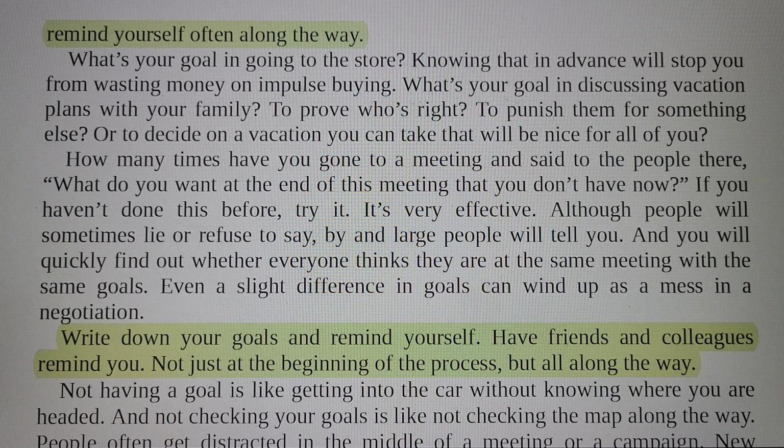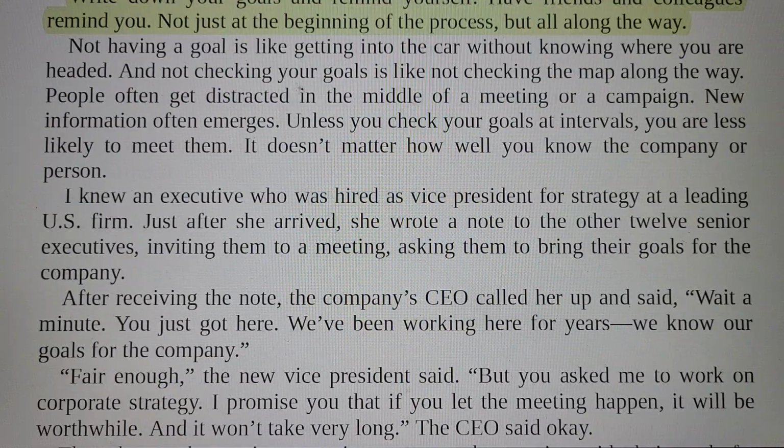Write down your goals and remind yourself. Have friends and colleagues remind you, not just at the beginning of the process, but all along the way. Not having a goal is like getting into the car without knowing where you are headed. And not checking your goal is like not checking the map along the way. People often get distracted in the middle of a meeting or a campaign. New information often emerges. Unless you check your goals at intervals, you are less likely to meet them.